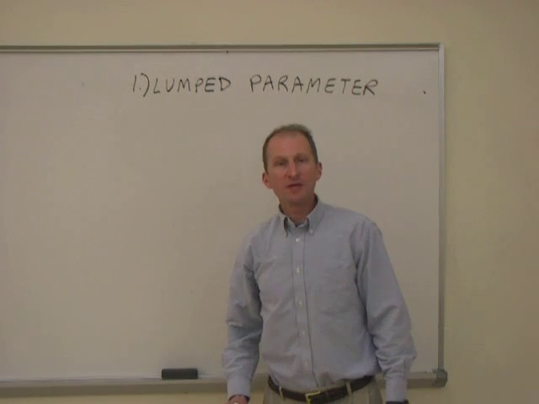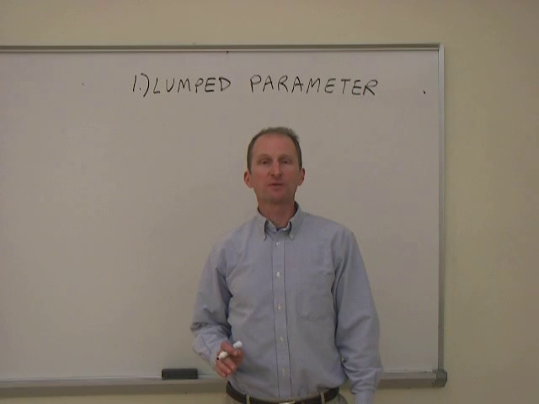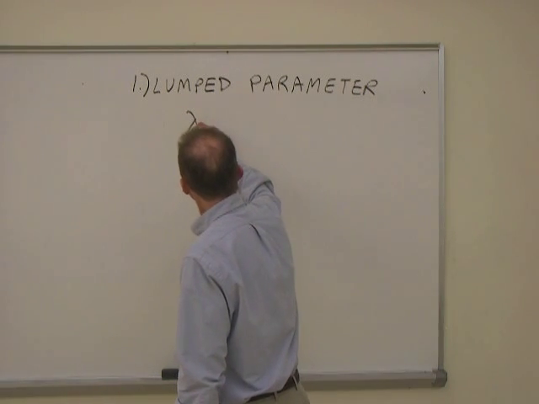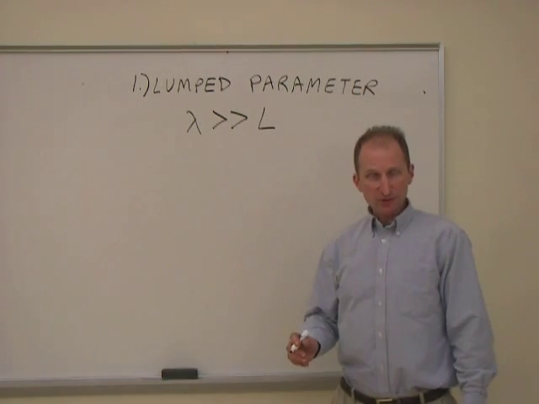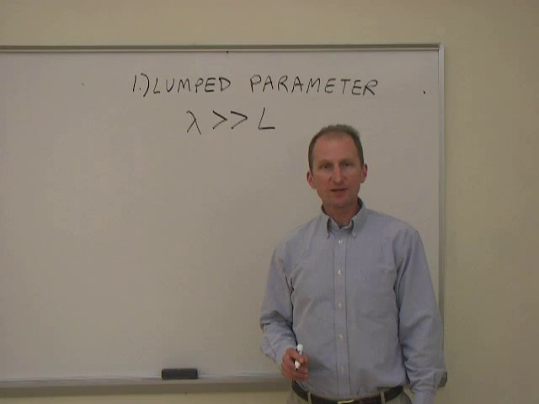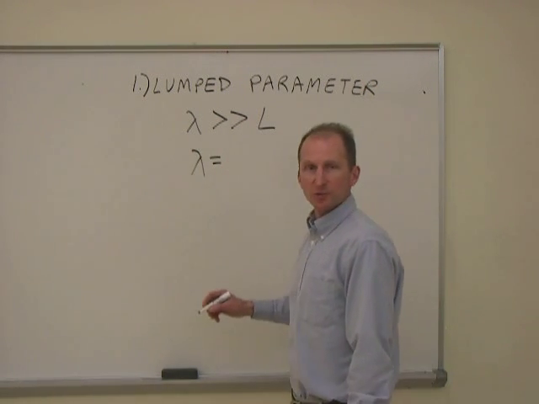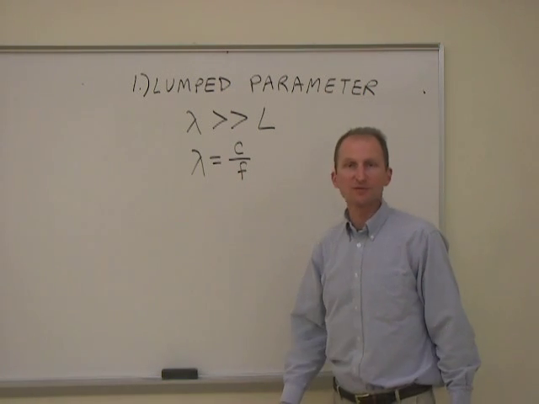By this, we mean that the wavelengths for the electrical signals are much larger than the physical size of the system. And if the electrical signals are traveling at the speed of light, c, the wavelength is equal to the speed of light divided by the frequency of the signal.